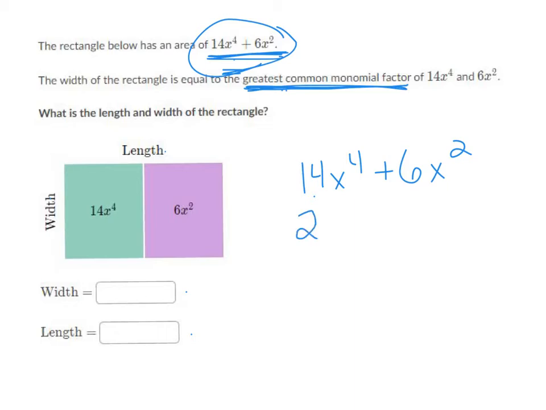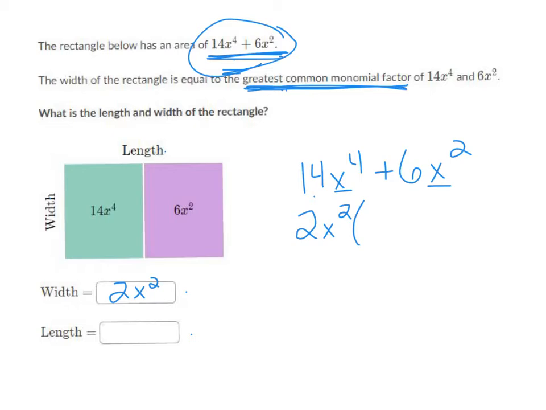2 times 7 is 14, 2 times 3 is 6. And this has x to the 4th power, this has x squared, so we can take x squared out. Now our width is going to be our greatest common factor. That's going to be 2x squared, what we just figured out. And what's left is going to be our length. So let's figure out what's left.